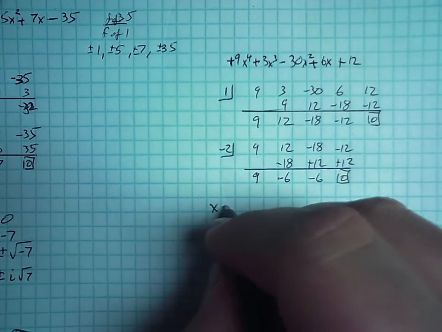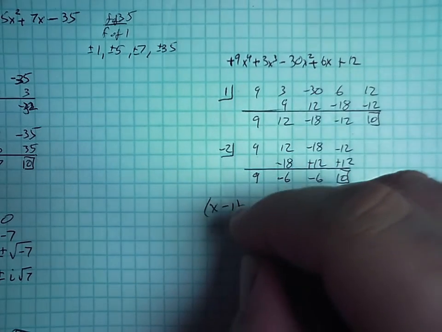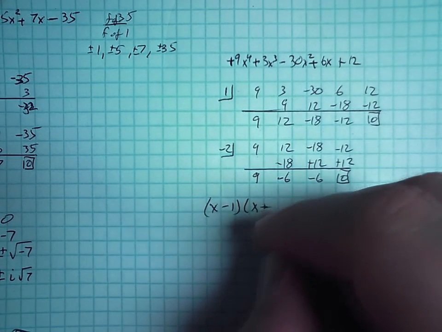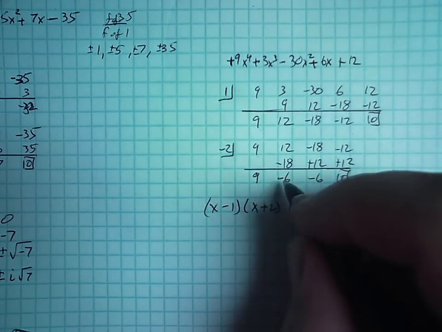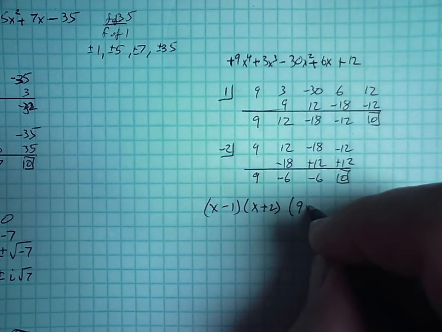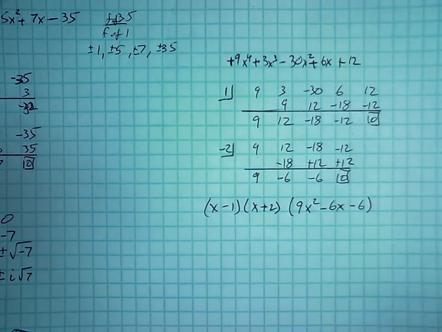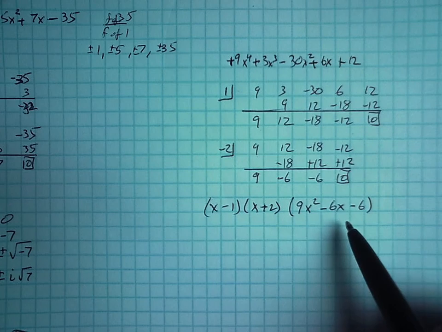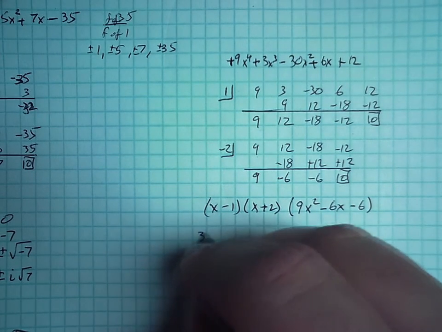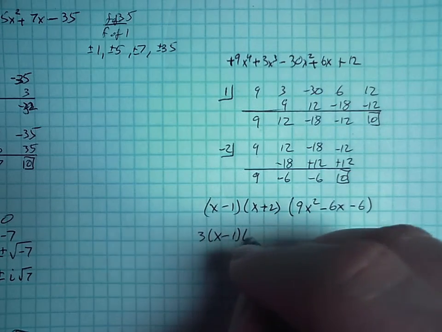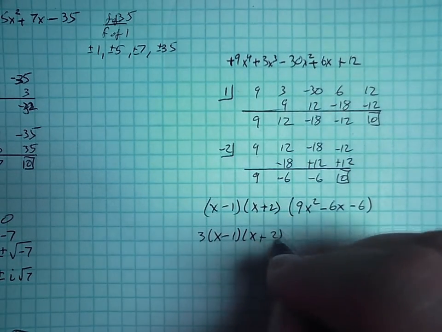So now I have x minus 1, which was what I divided by first. And x minus negative 2 is x plus 2, which I divided by second. And the remaining factor is 9x squared minus 6x minus 6, which I could immediately stick into the quadratic formula, but these are all multiples of 3, so life is going to be much easier if I factor that 3 out. You know, I should have done that way at the top. I just realized.